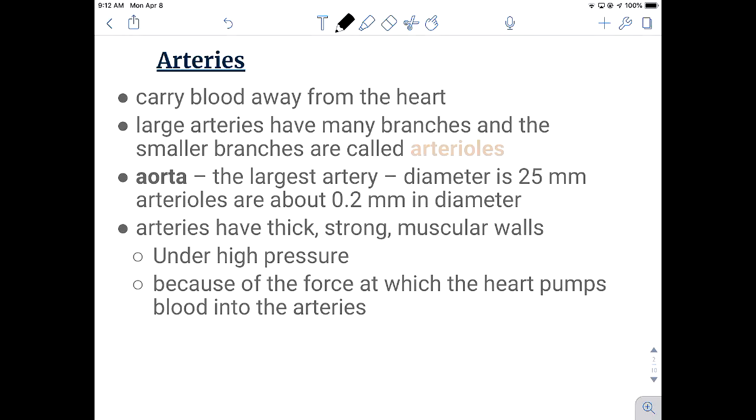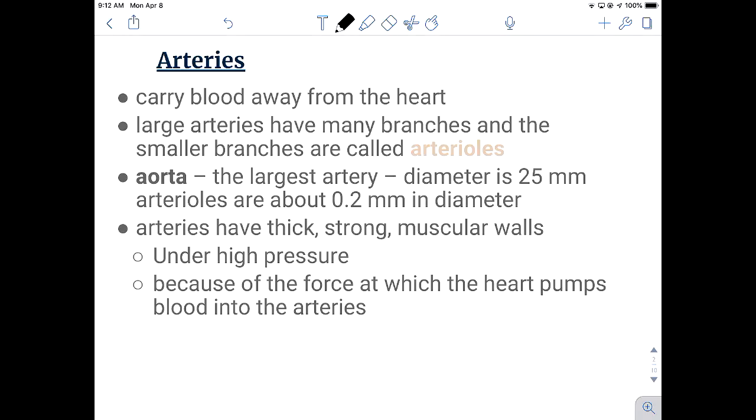So the aorta has a diameter of 25 millimeters. That's pretty thick. And the arterioles are only about 0.2 millimeters, so the aorta is about 100 times thicker than the arterioles. Arteries have thick, strong, muscular walls because they're under high pressure, because of the force at which the heart pumps the blood.